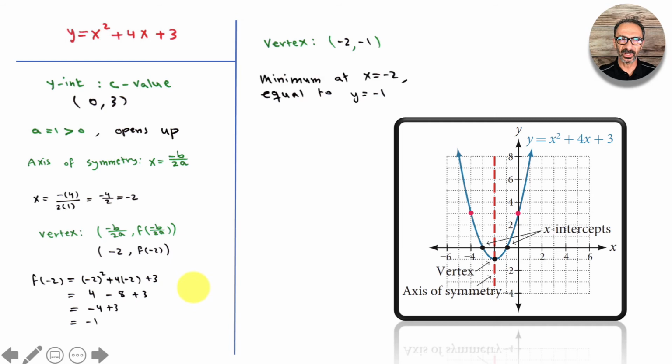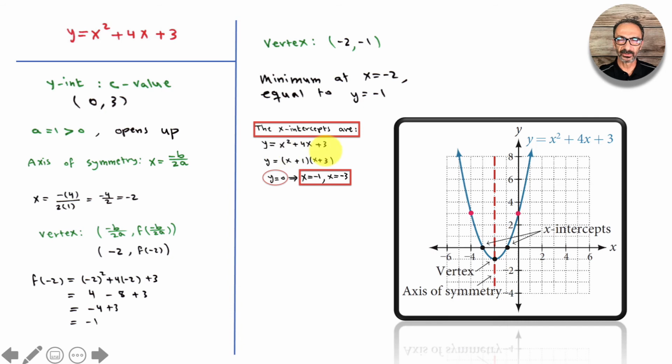Which means we have a minimum at x equals negative 2. The graph supports that, and since the graph opens up, we do have a minimum. And the minimum value is the y value, which is negative 1. This right here.